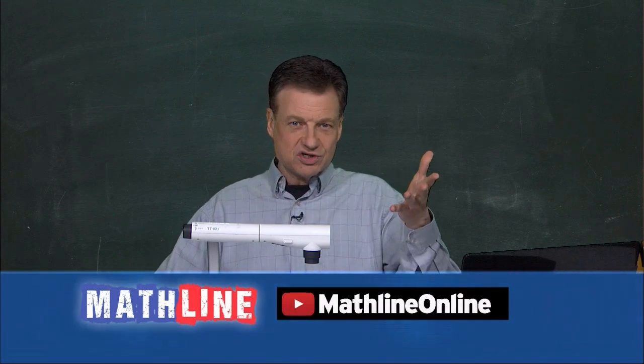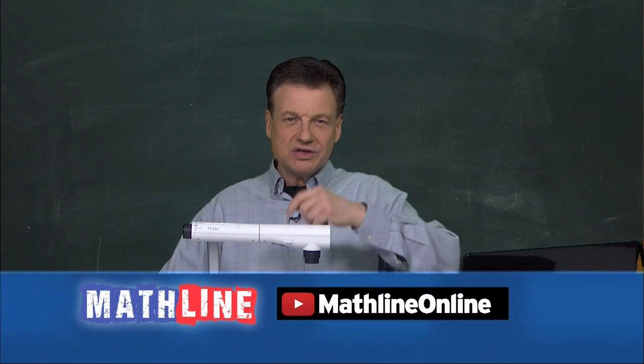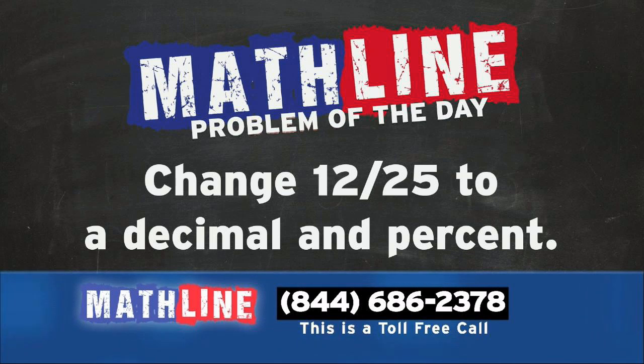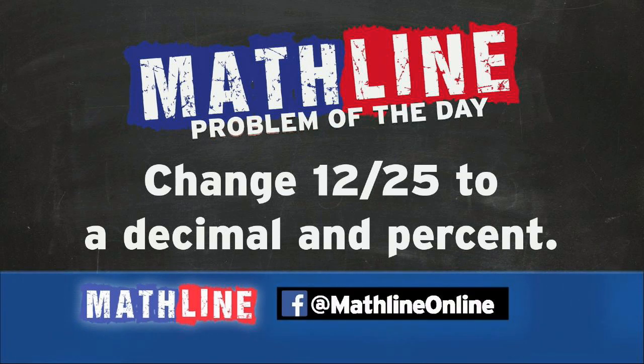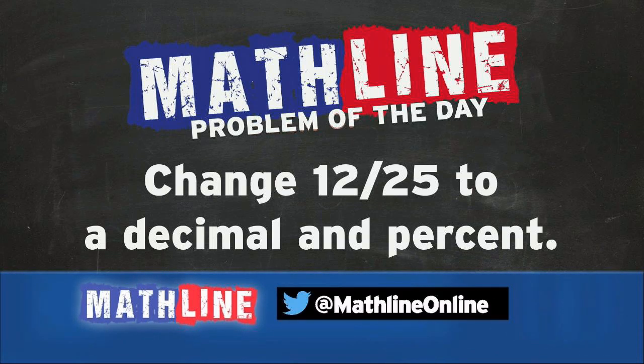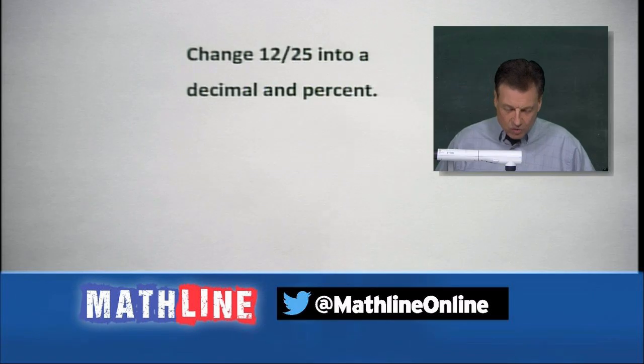So speaking of which, do we have a problem? We do. Let's go to problem of the day. Short and sweet one today, it looks like. Change 12 over 25, or 12 25ths, to a decimal and a percent. So basically, this looks like we're going fraction to decimal, and then we're going to fix a percent from that, which really is pretty easy once we get to that point. So let's take a look at what's happening here.